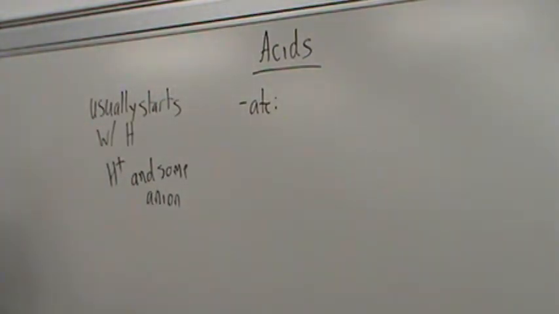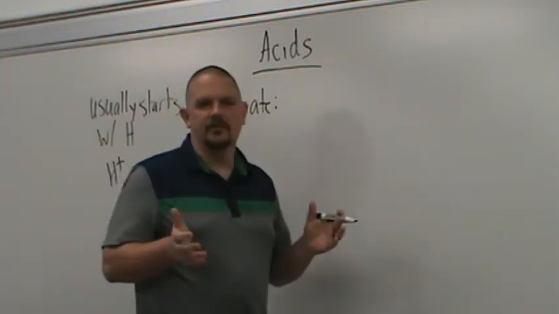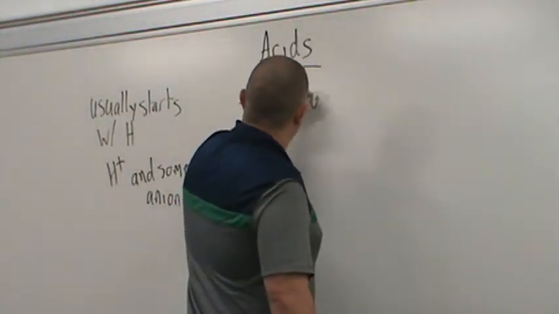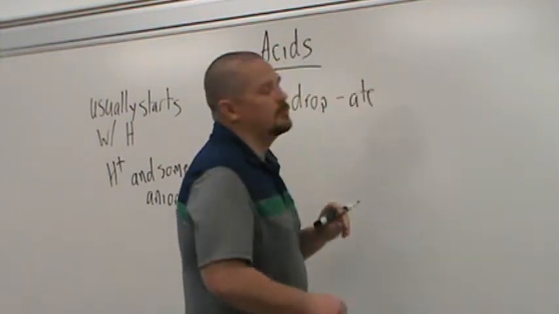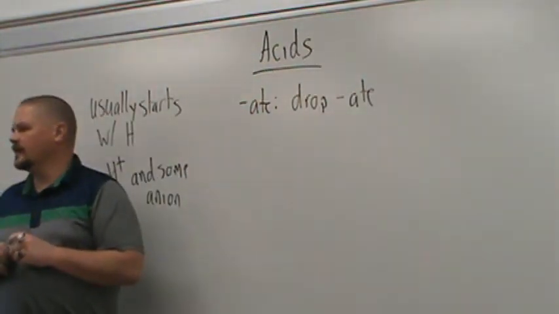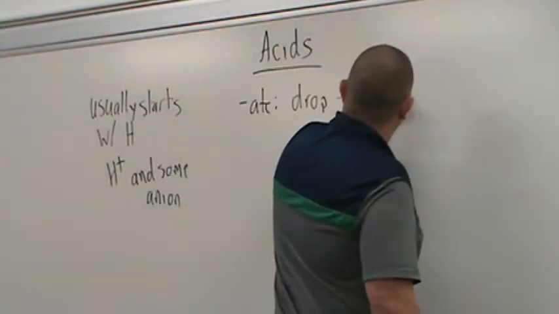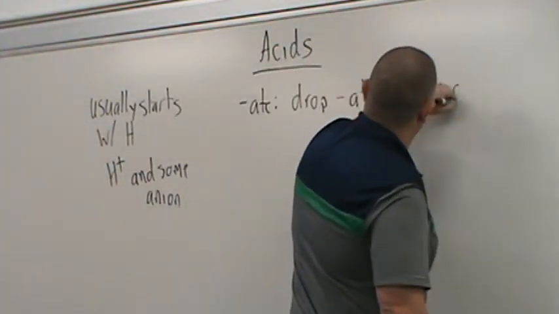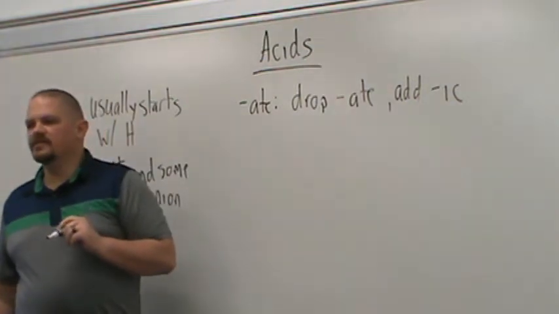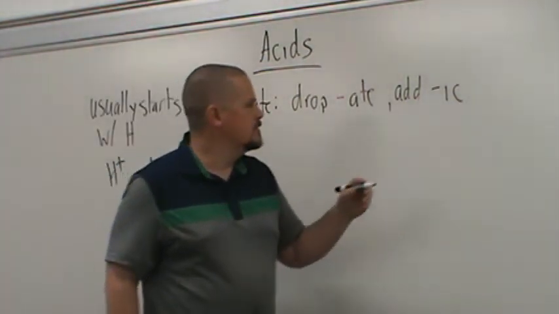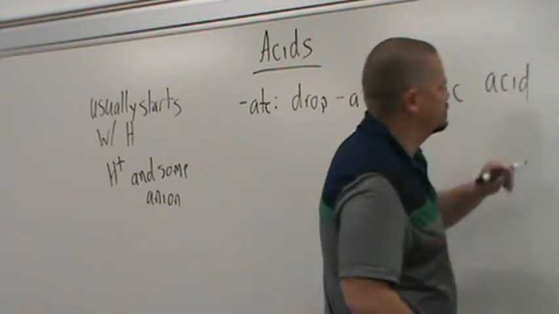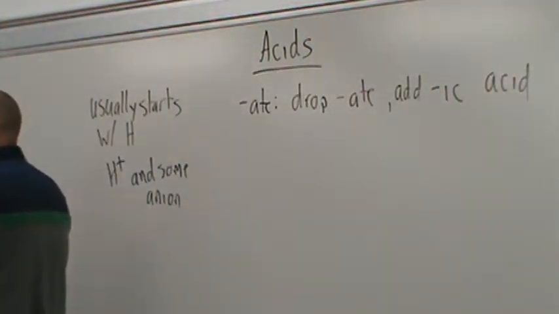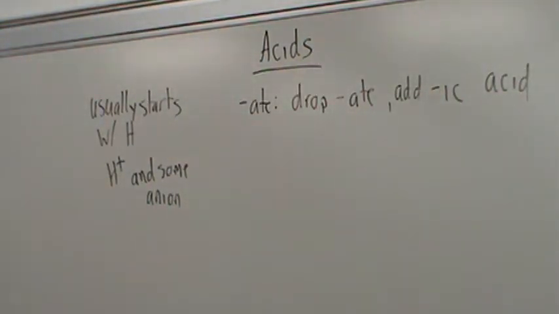If our anion ends with ATE, this is how we name the acid. We drop the ATE off the name of the anion. We're going to add IC in its place. Then, of course, we have to write the word acid. And what we'll do is we'll get the rules first, then we'll work on some examples so we see how this works out. Okay?